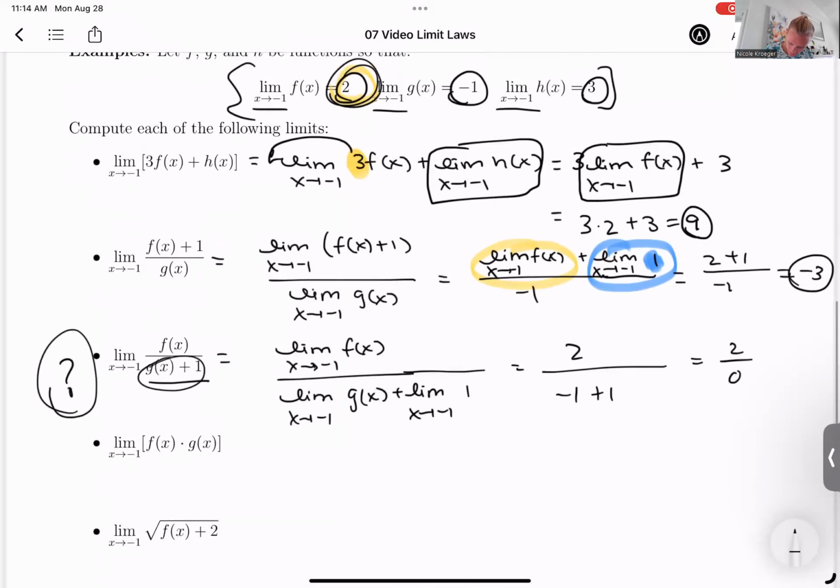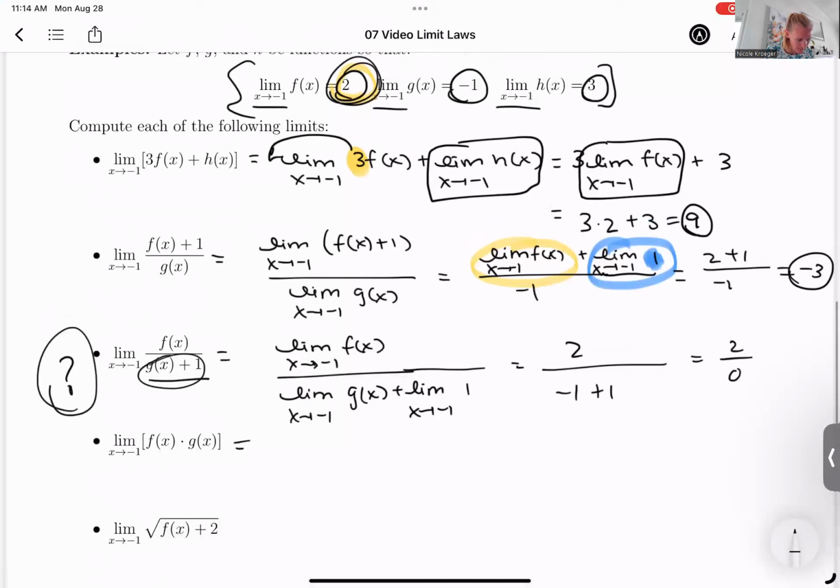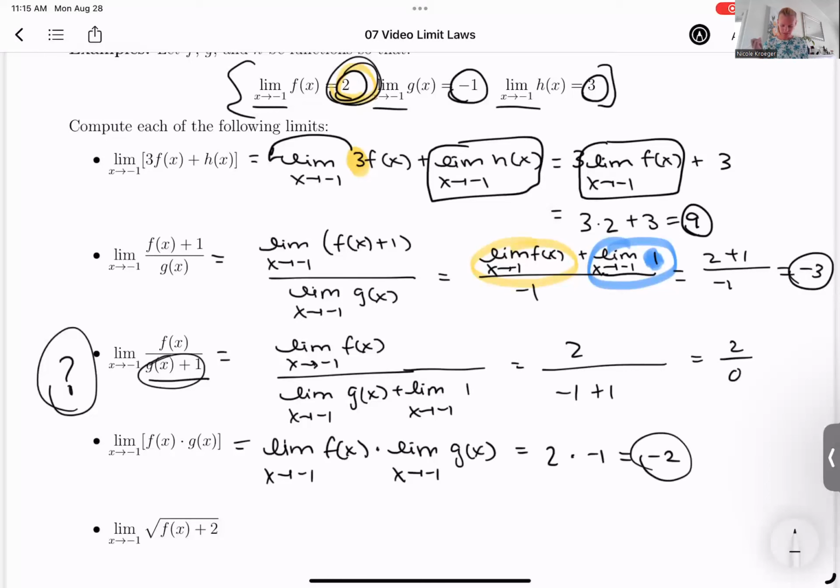So this next one here, we have multiplication. Limit law number 3 tells me I can break this apart into the limit of f(x) and the limit of g(x) and just multiply those together. f(x) gave me 2, g(x) gave me -1, so I get -2 out. Okay, one last one for this one. I have a square root. Limit law number 9 tells me I can move that limit inside of the square root.